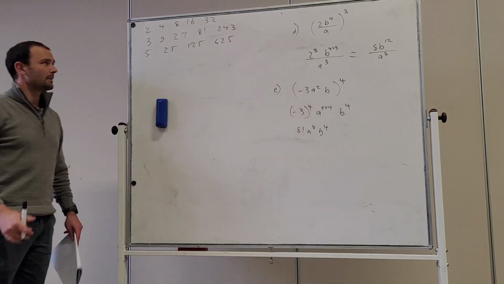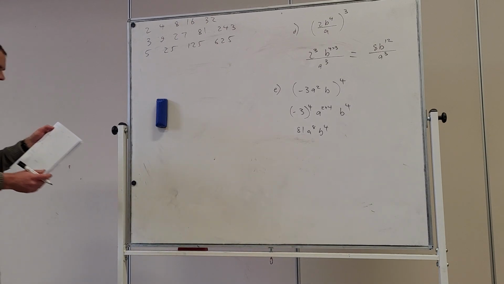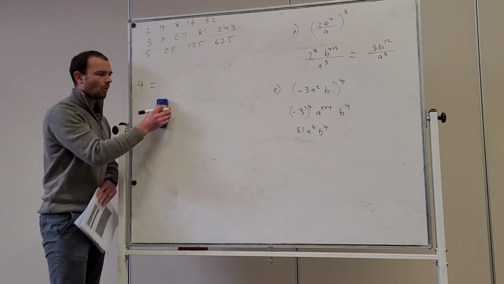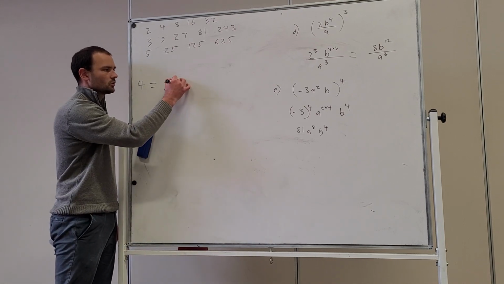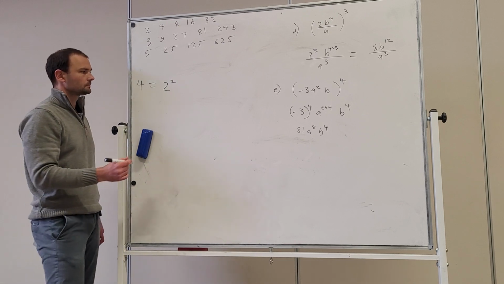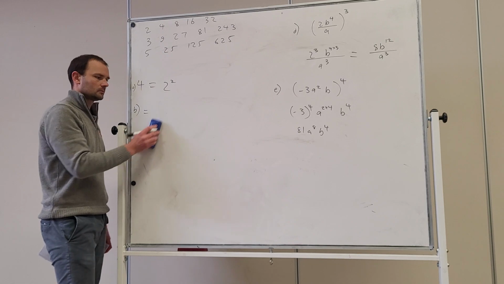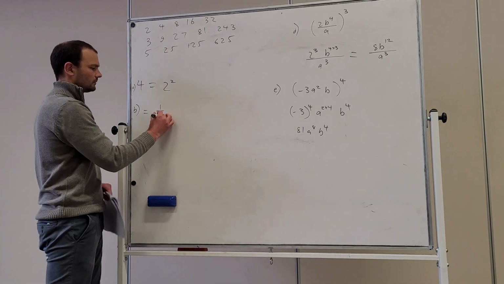So there's the first sort of powers of 2, 3, and 5. That's going to help us answer question 2. Question 2a, express as a single power of 2, 3, or 5. So if we have 4, we're going to express that as a power of 2, right? And that is 2 to the power of 2.